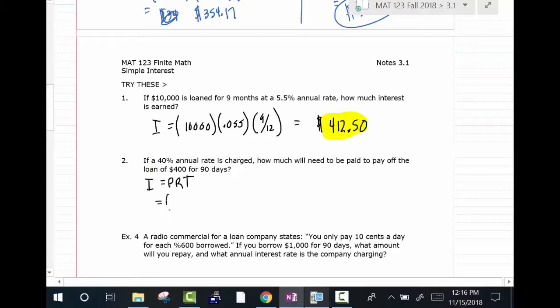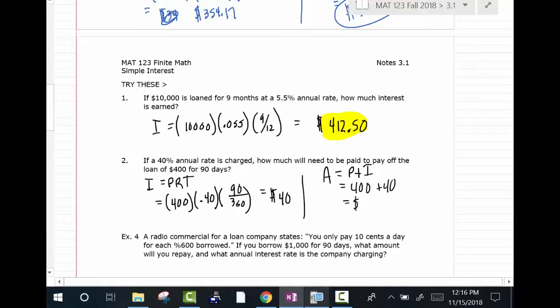Then the next one, you would go I equals PRT. So our principal on this is like a payday loan, $400. The interest rate's 40%, which is typically high on those kinds of loans. And then 90 days, what did you do with 90 days? Over 360, good. And what did you get there, 40? Is that right? Okay, because that's all calculator. All right, and then the amount would be principal plus interest. So principal's 400, interest is 40. So to pay off that loan, it should be $440. Okay, is everybody getting that okay? I don't see too many problems. Usually simple interest is not hard for people to learn. Everybody okay so far?